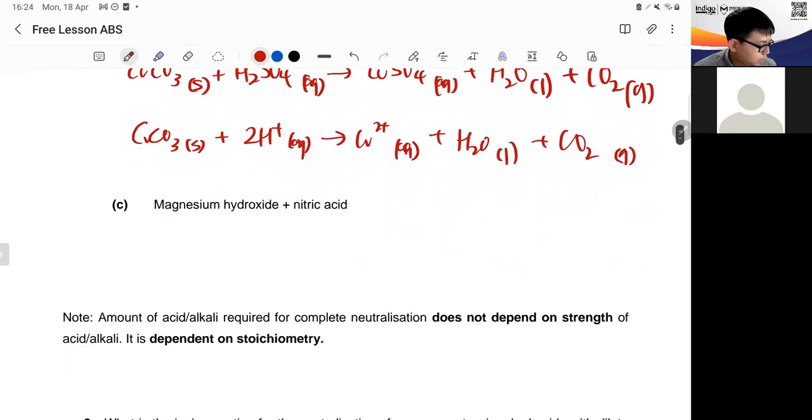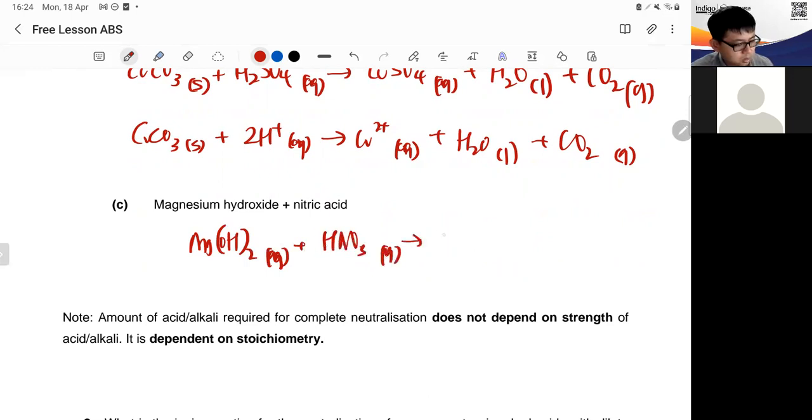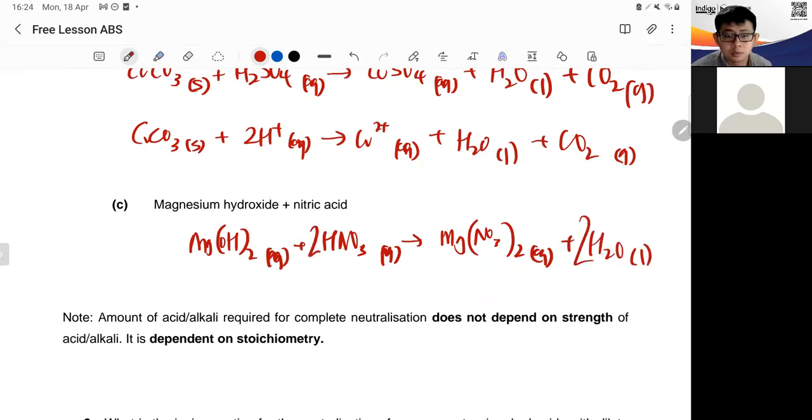Next one. Mg(OH)2, if it's aqueous, plus nitric acid aqueous gives Mg(NO3)2 aqueous plus water, salt and water. Neutralization reaction. The ionic equation looks like this. As you're doing this question, you will realize that at some point you cancel, and you might end up with this. Please simplify it, because the entire thing can be divided by 2. This is actually what they're looking for.